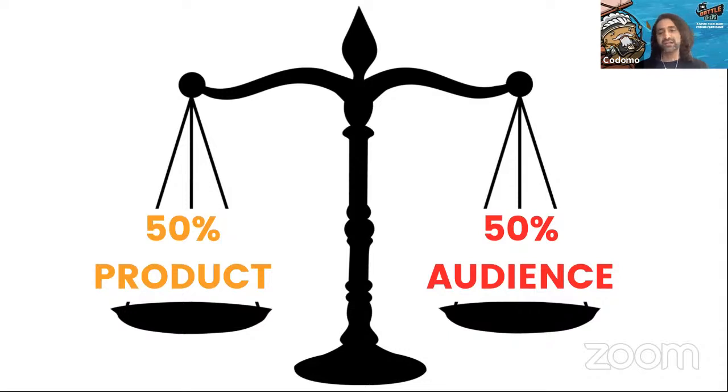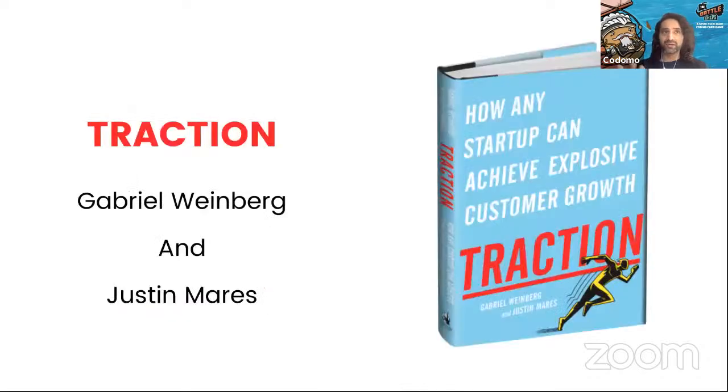So 50% of your time should be dedicated to your product, and 50% of your time should be dedicated to your audience, right? And before I move further, I also want to tell you that a lot of what I'll be telling you is covered in this book called Traction, and it's written by Gabriel Weinberg, who is the creator of the search engine DuckDuckGo.